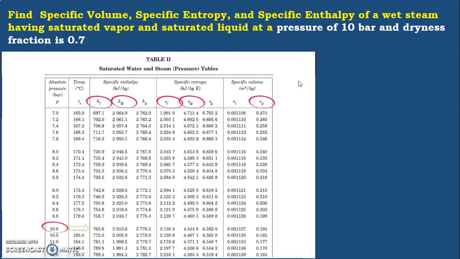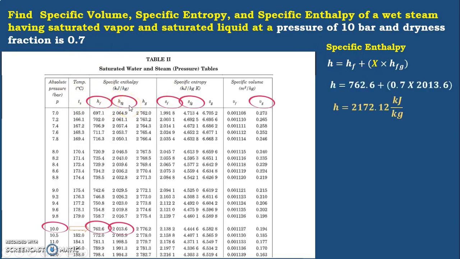Specific enthalpy of wet steam at a pressure of 10 bar and dryness fraction 0.7 is, you can take h is equal to hf plus x hfg, which means I have saturated liquid with me and 70% of phase change, that is 70% of hfg. Substitute and find out h is equal to 2172.12 kilojoule per kg.